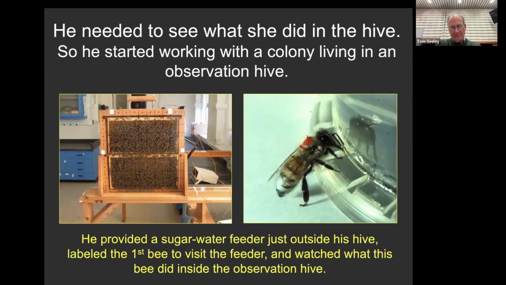Well, at this point, Karl von Frisch realized he needed to see what the first bee that came back from that feeding dish did when she got back into her hive. Initially, he was just working with a conventional beekeeper's hive at the Zoological Institute. But then he had a carpenter build for him an observation hive. And what I'm showing here is one of the observation hives that I use.